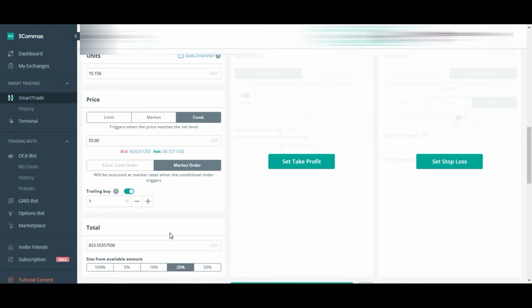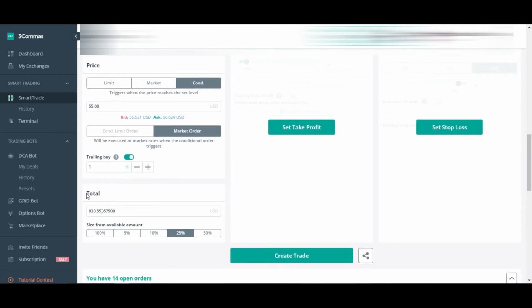But if the market's trending down or trending sideways, the order will just stay open as opposed to actually buying and you being able to catch the upswing. So in this case, I normally would do $55. Then I would do a market order with a trailing buy of 1%.